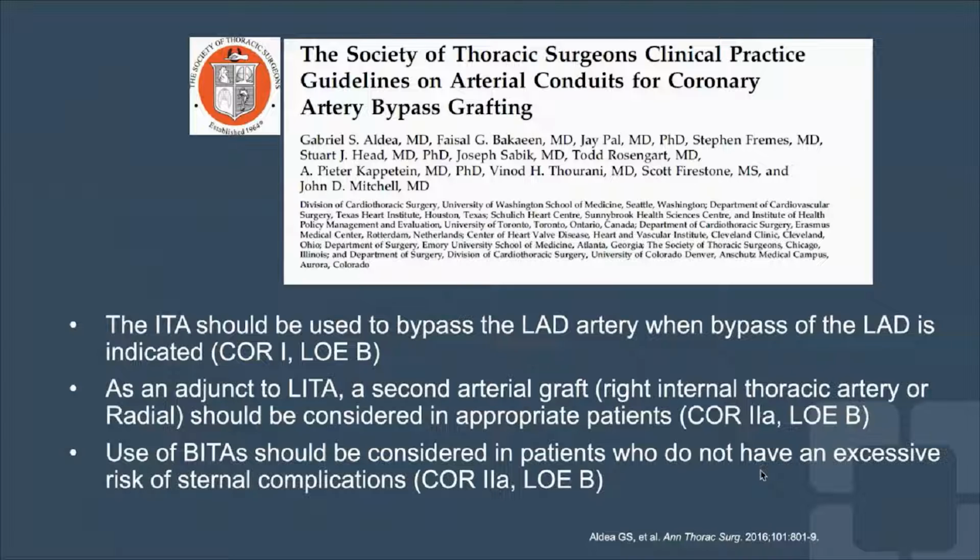Looking at the STS guidelines for usage of arterial conduits, the ITA should be used to bypass the LAD whenever bypass of the LAD is indicated, and this has level 1 evidence. As an adjunct to the LIMA, a second arterial graft using either a right internal thoracic artery or radial should be considered in appropriate patients, and this has a 2A recommendation. The usage of bilateral internal thoracic arteries in patients who do not have excessive risk of sternal complications also carries a 2A recommendation.